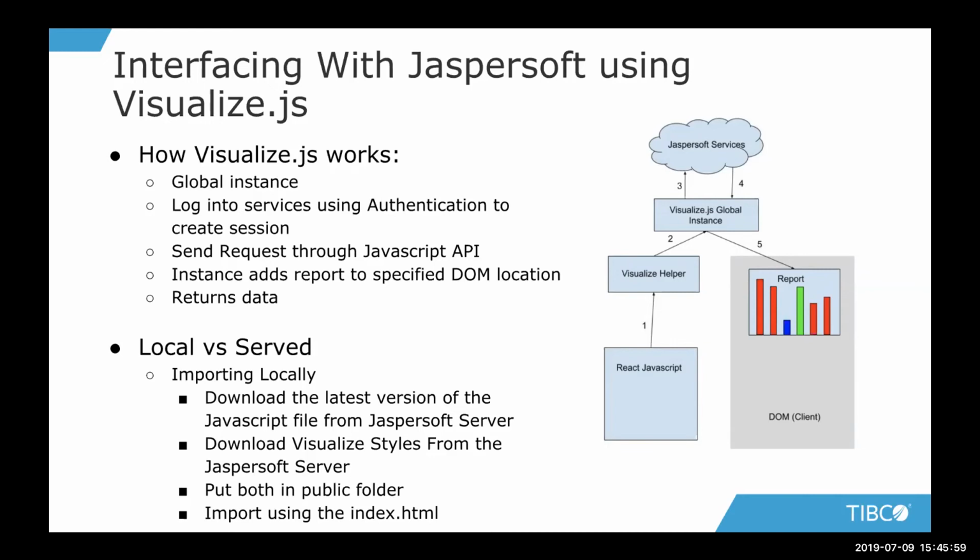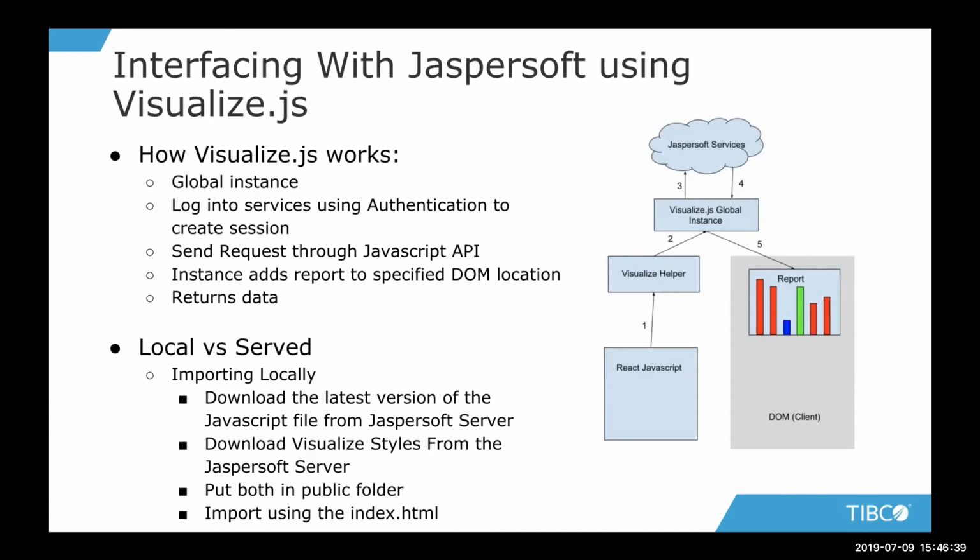We want to log into Visualize.js first, with whatever authentication method you're using, SSO or otherwise. Then Visualize.js communicates with the services and starts the session, sending back a cookie or however you want to do your authentication. Now you can start sending requests through the Visualize.js API, and you don't have to keep logging in or checking. Basically you log in, and then you send requests through Visualize.js to the service.